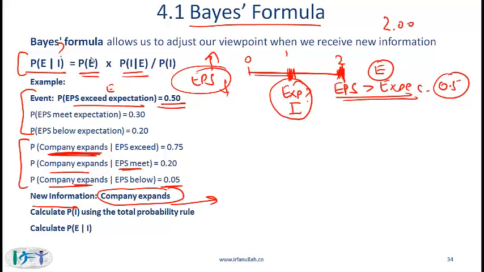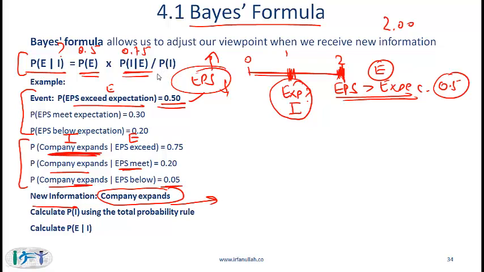So we need the original probability of the event, which we have, 0.5. We need the probability of the information given the event, which we have over here. Remember, the information is that the company expands, and we had this number over here. The probability that the company expands given that EPS exceeds expectations, that is the event E, is equal to 0.75. So we know this number is 0.5. We know this number is 0.75.